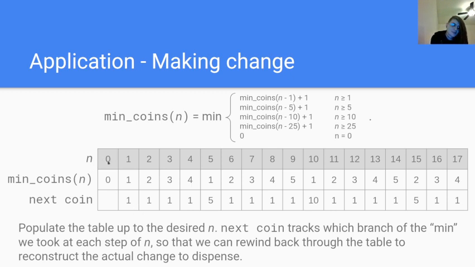So as we're building up this table from left to right, for n equals 0, obviously min coins is going to be 0 because that hits our base case. N equals 1: the only case that can apply is this first one. None of the other conditions apply, so it has to be this first case. So we get min coins of 0, which is 0, plus 1 is 1. We plug in 1, and we put 1 in the next coin because we took the penny path, the first case. We do the same thing for 2. It has to be this first case, so min coins of 2 minus 1 is min coins of 1, which is 1, plus 1, we get 2. So we put 2 into our min coins box.